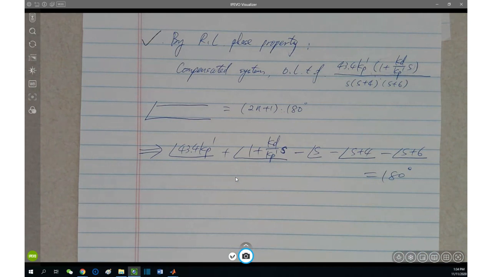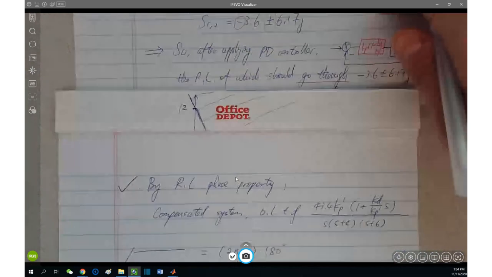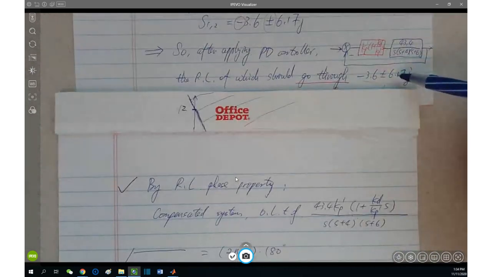And then what's next? Anyone figure it out? What's the next step we want to do? Well, we should do the magnitude property, right? No. We are still in the middle of the phase property. There we go. Now substitute the s value into the s. Very good. Never forget, this is the s value, okay? This given point is nothing but the s value.